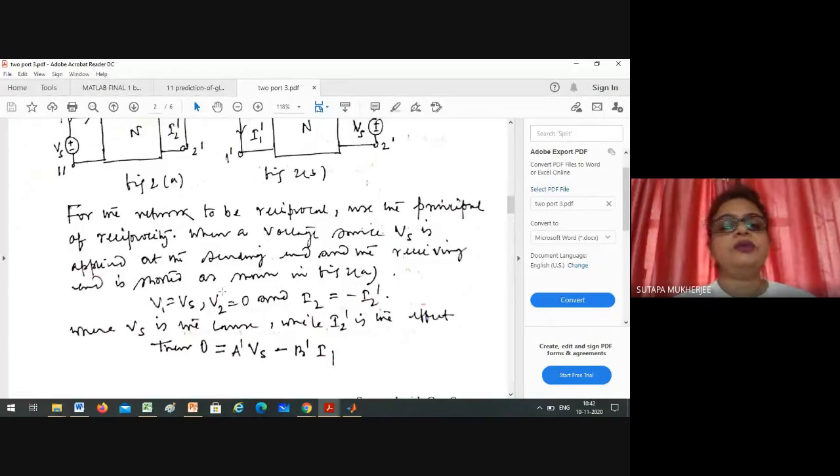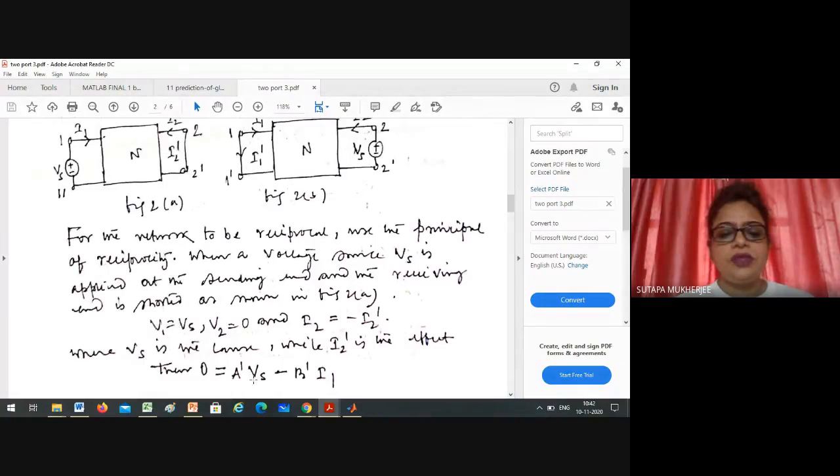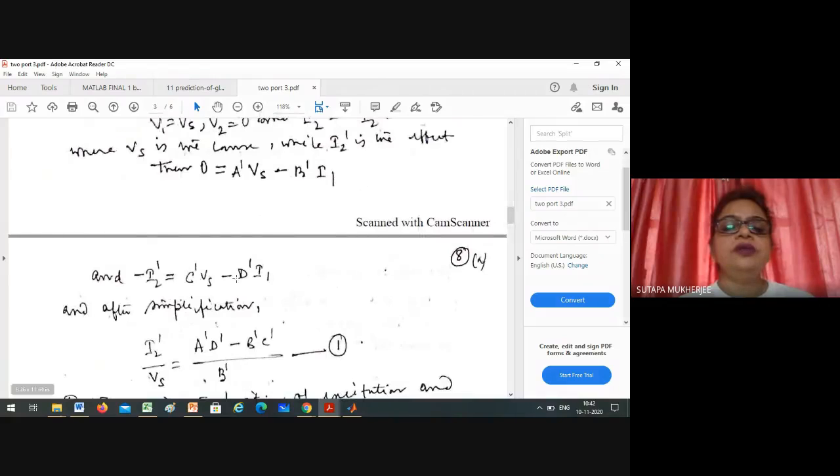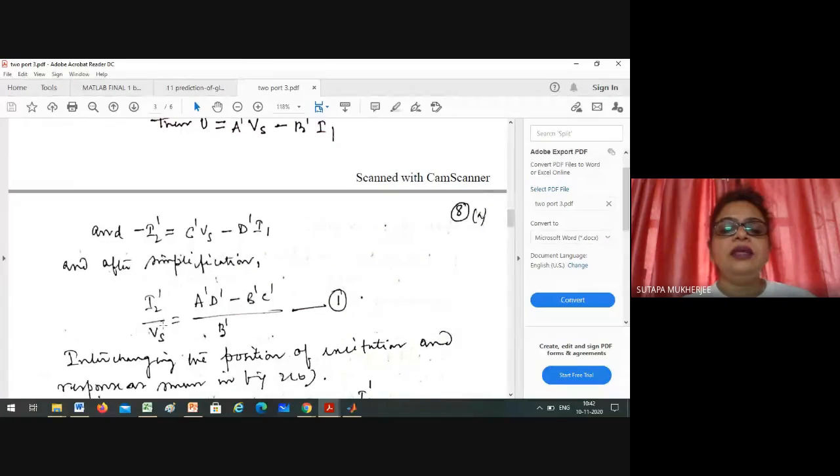If V2 equals 0, then you will get A dash Vs minus B dash I1. Similarly, minus I2 dash equals C dash Vs minus D dash I1. You will do it in your copy, then it will be clear. And after simplification, you will get I2 dash by Vs equals A dash D dash minus B dash C dash divided by B dash.